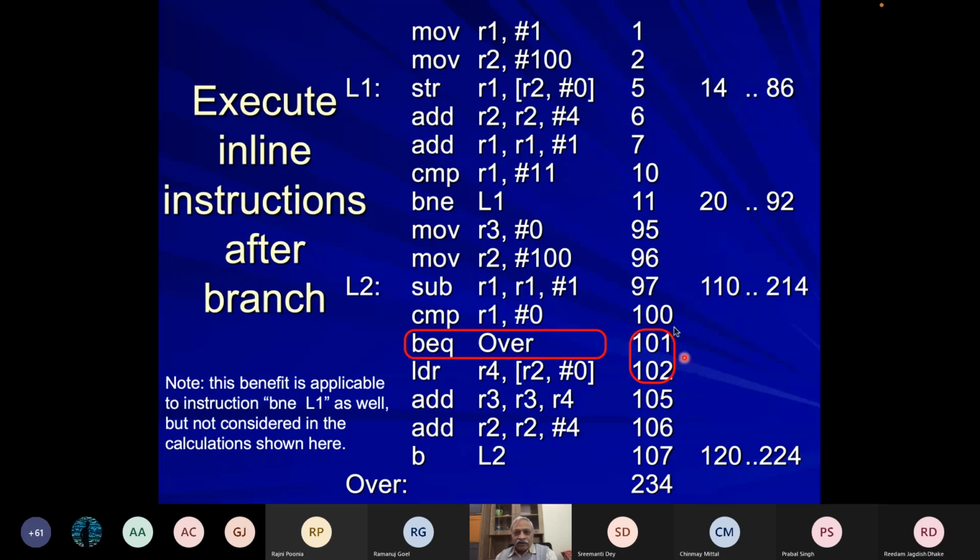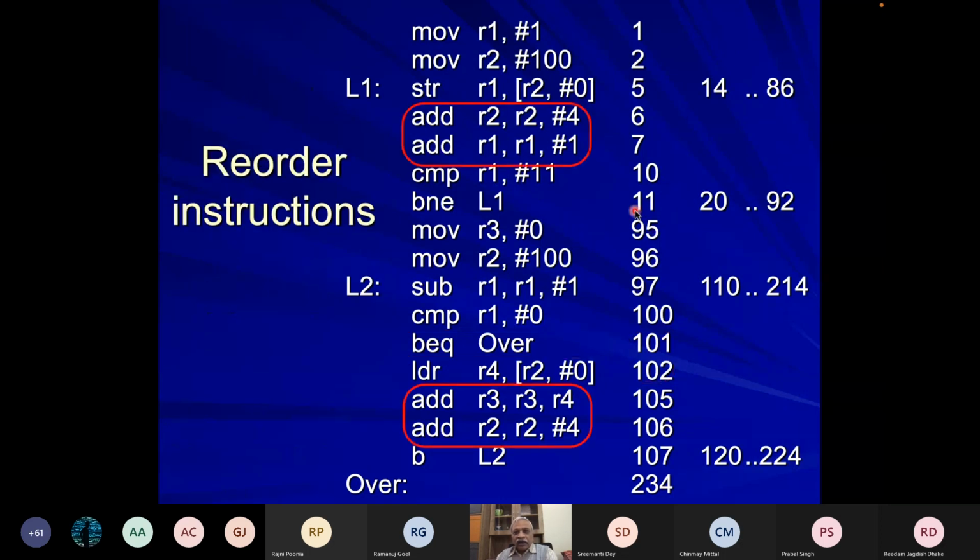We could have done the same thing here. If, for example, we had predicted that the branch will be taken, we could have continued with that. So some delay would be cut down here, but that's not shown here. Now we do some reordering of instructions.